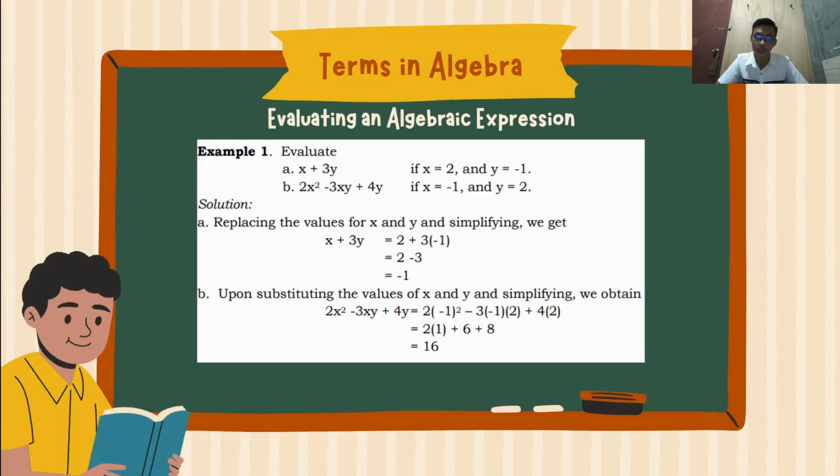Now, let us evaluate this. Letter A, x plus 3y, if x is equal to 2 and y is negative 1. As you can see here in the solution, substitute the values for x and y and simplify. We get x plus 3y is equal to 2 plus 3 times negative 1.